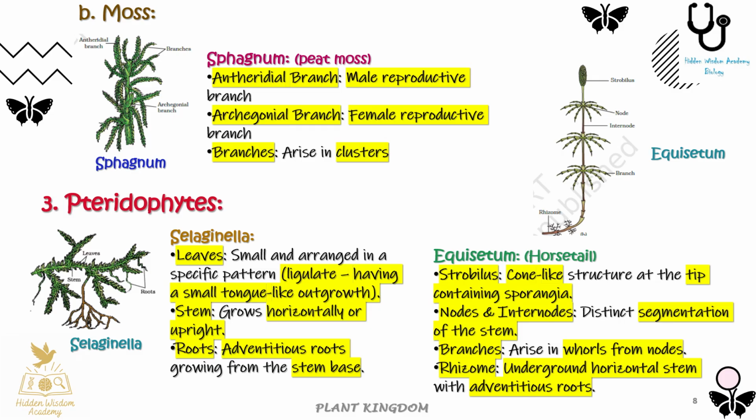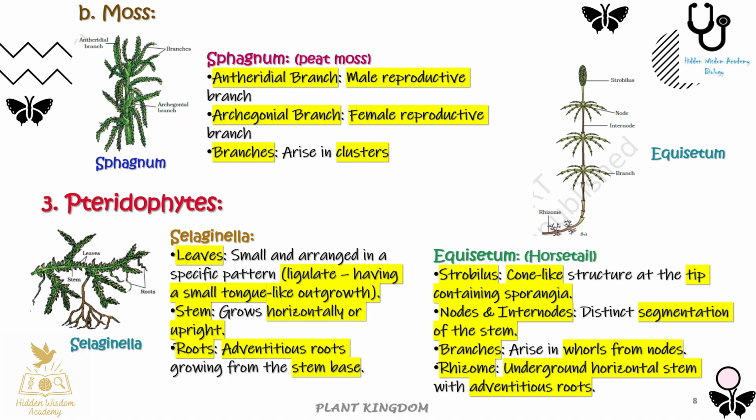Now, let's move to pteridophytes, which were the first vascular land plants with true roots, stems, and leaves. Selaginella, a unique fern ally. Leaves, these are small and arranged in a specific pattern. A special feature called a ligule, a tiny tongue-like outgrowth, is found at the base of each leaf.